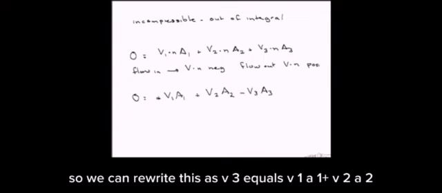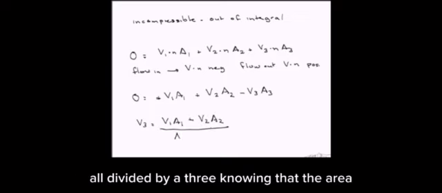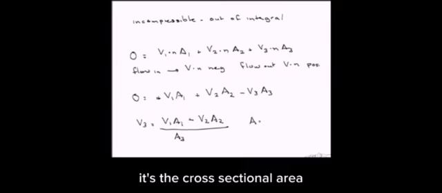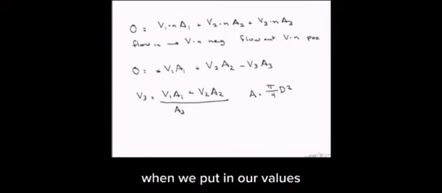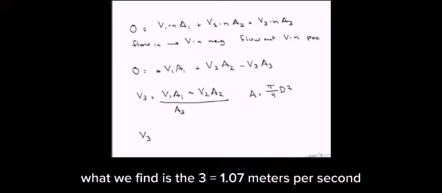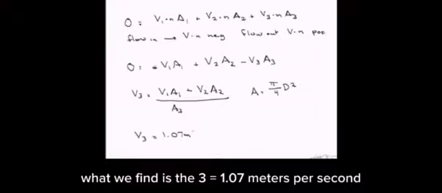So we can rewrite this as v3 equals v1 a1 plus v2 a2, all divided by a3, knowing that the area is the cross-sectional area, and the cross-sectional area is pi over 4 d squared. What we find is that v3 equals 1.07 meters per second.